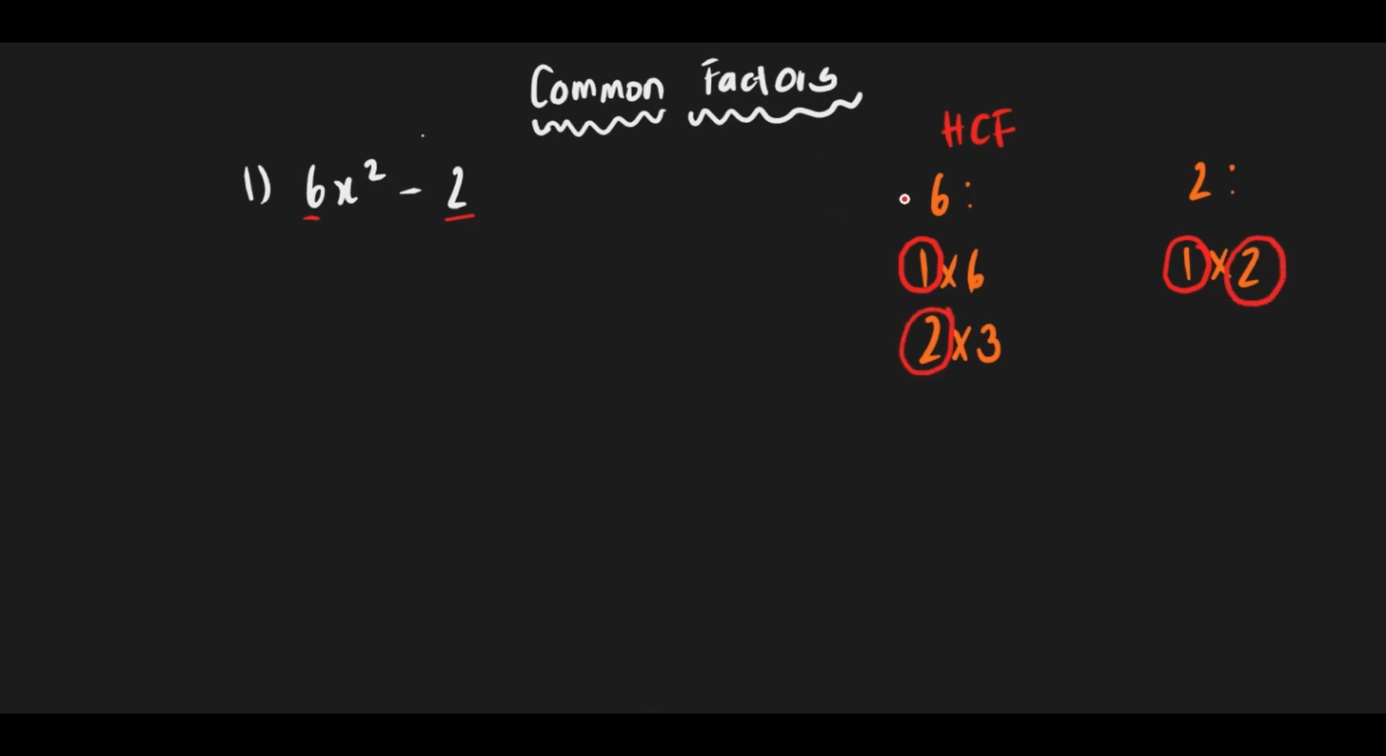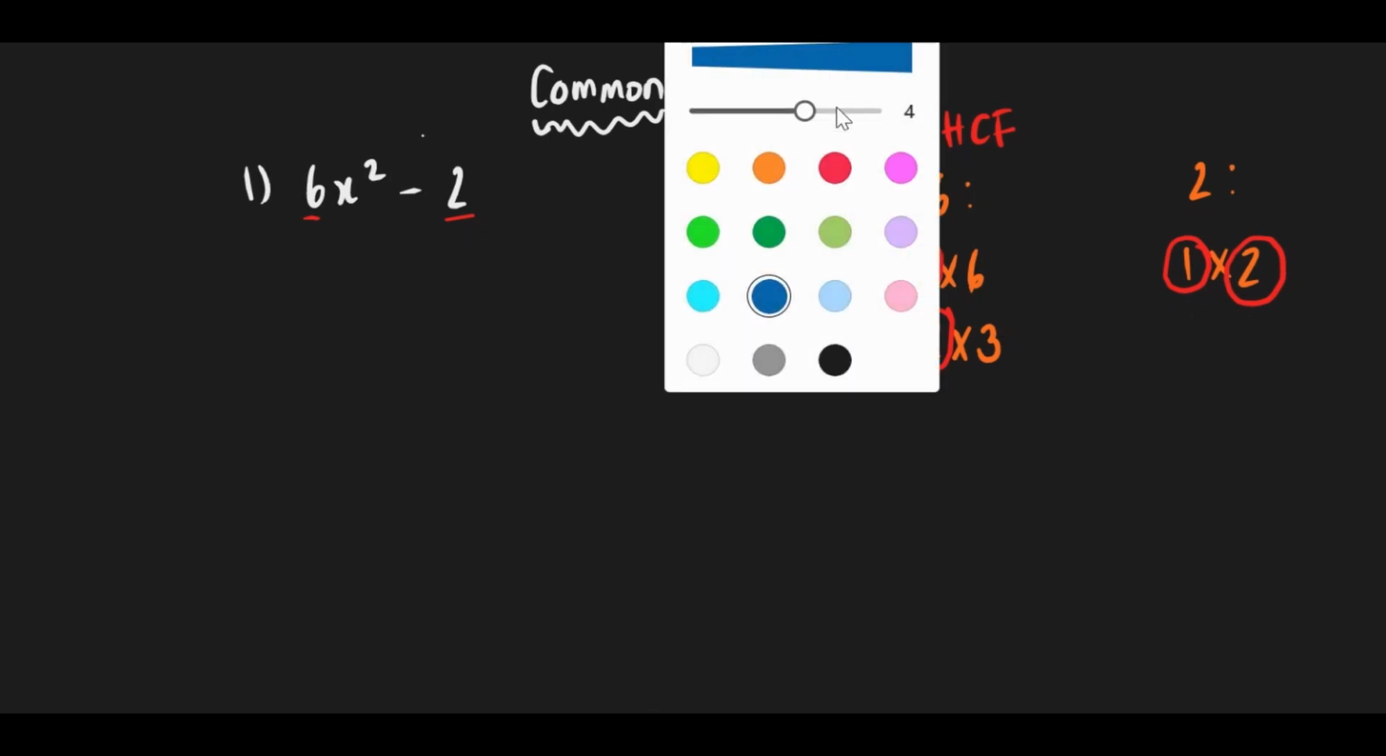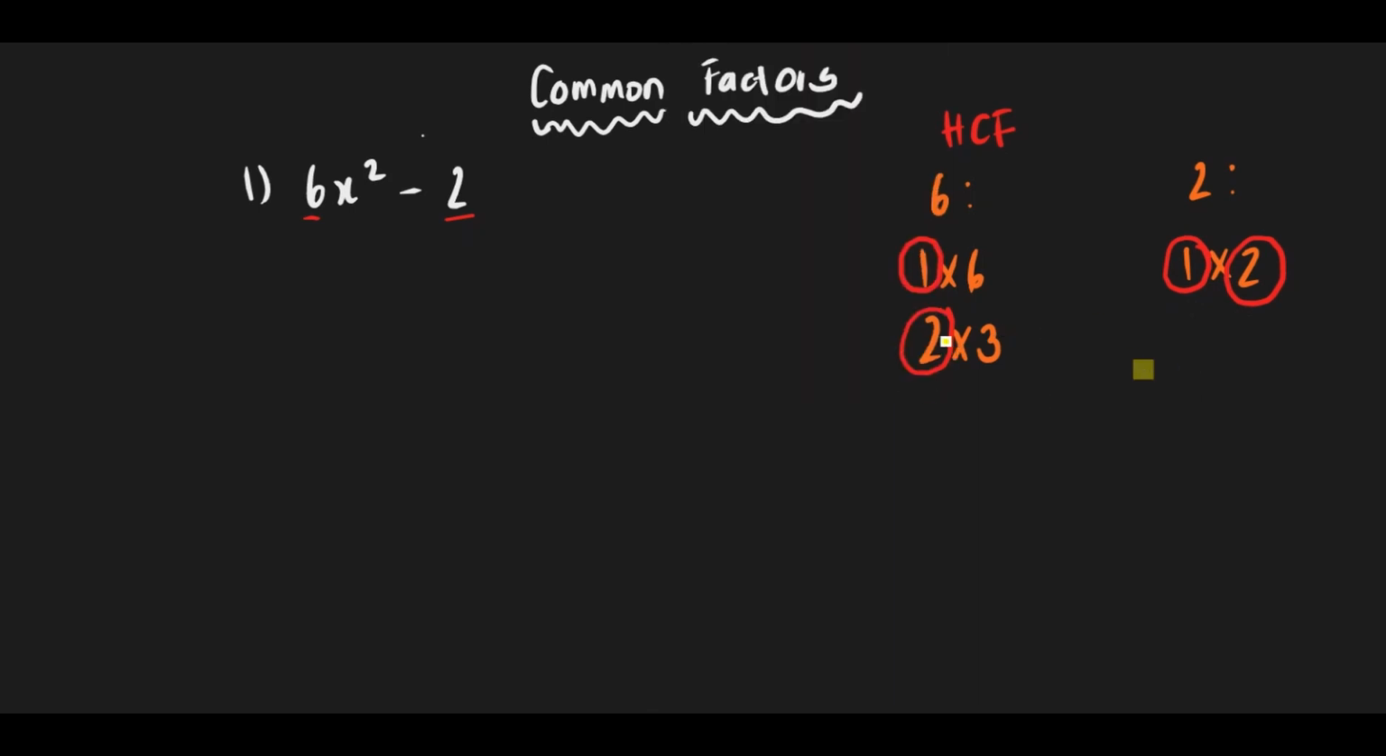So we found the common factors. Now we need to find the highest common factor. So the highest common factor in our case is going to be what? It's going to be 2, right? So now we know that the highest common factor is equal to 2. So now we're going to take that 2, write it here, and then open our bracket.